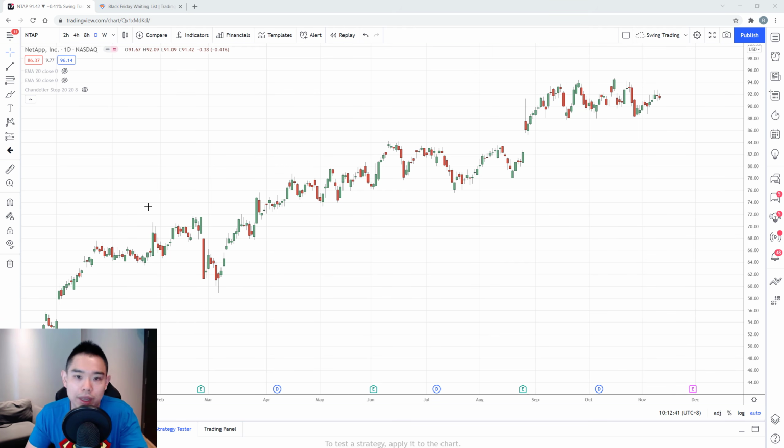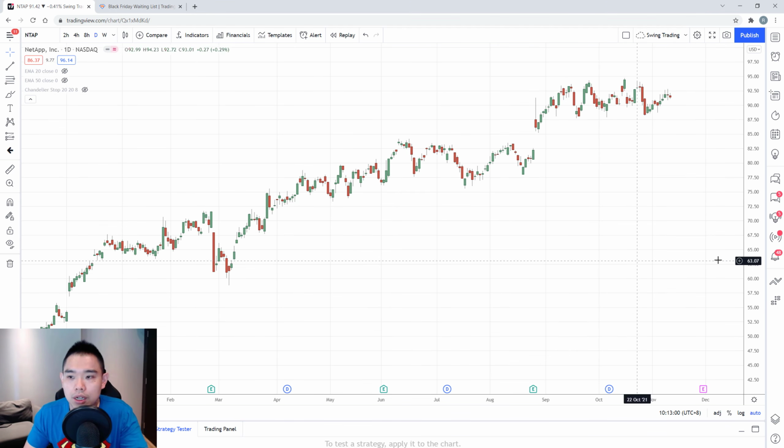A couple of ways we can trade this stock. The first one is pretty straightforward. We can look for a simple breakout, a break and close above this resistance, to go long, and then use a trailing stop loss to see if we can ride the trend on this stock. That's the first setup: buying a breakout and then trailing a stop loss.